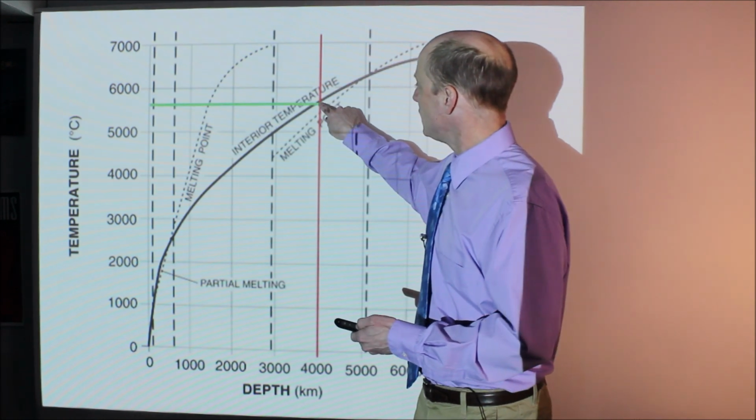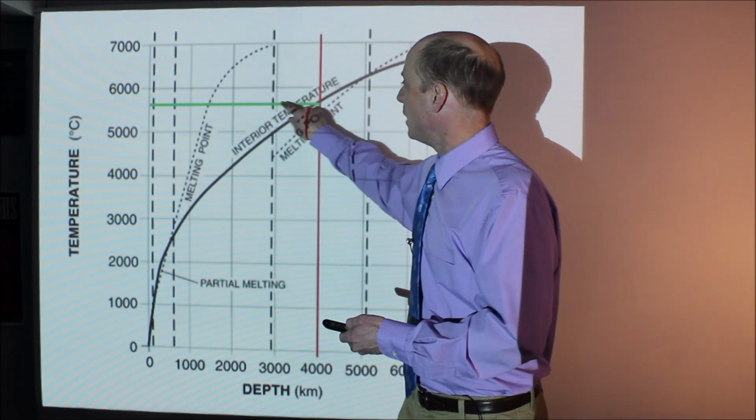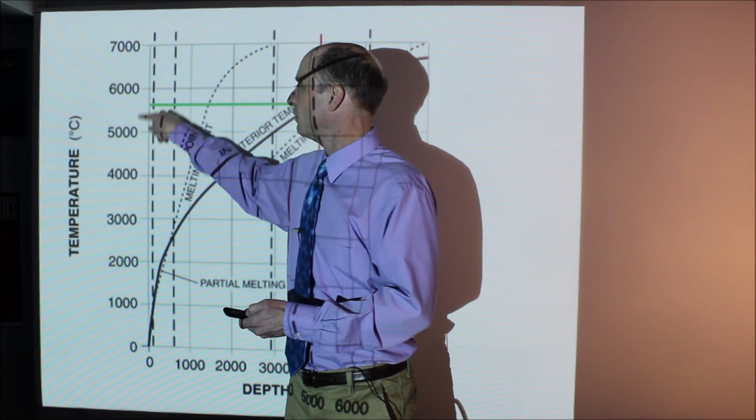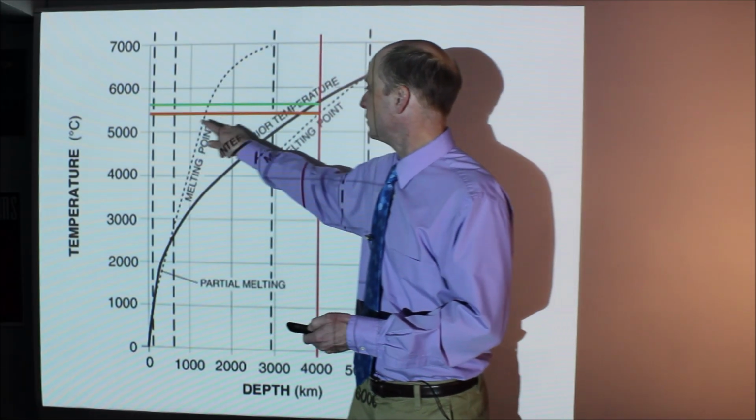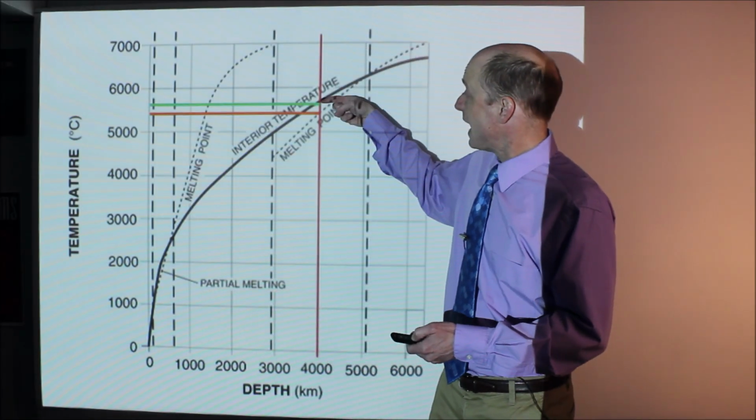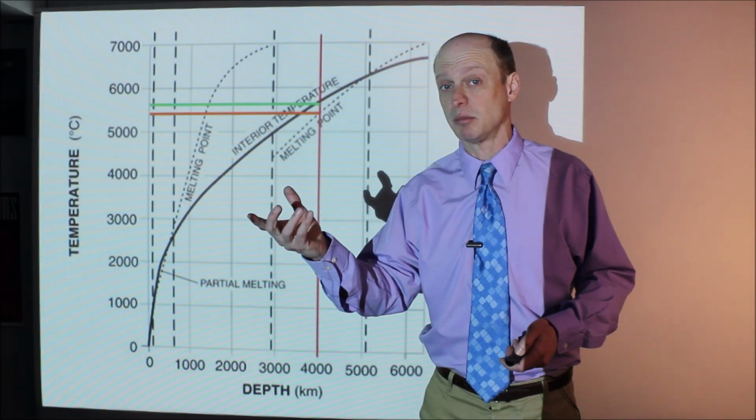So this right here would be the interior temperature line. I'm going over to here, okay? So it's between 5,000 and 6,000. And then the melting point is going to be right here. I labeled that. So in this case, look, this is the actual temperature and this is the melting point. So the temperature is higher than the melting point.